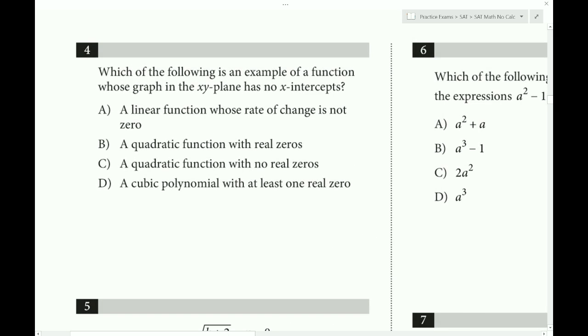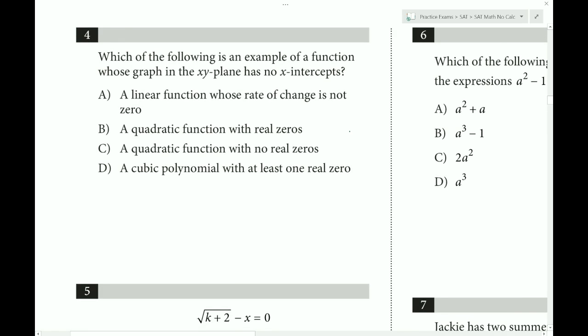Which of the following is an example of a function whose graph in the xy plane has no x-intercepts? So no x-intercepts means that you don't cross the x-axis. So an example of that would be a parabola that doesn't touch the x-axis, right? So a linear function whose rate of change is not 0. The only way to have a linear function not cross the x-axis is if it's parallel to the x-axis, which means that it would have a slope of 0. And another word for slope is rate of change. So assuming we have a non-zero slope, that means that we're not in that situation. So we will cross. All right.